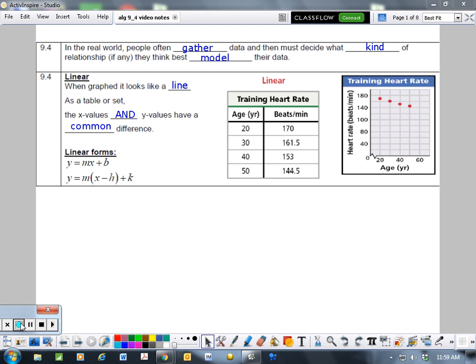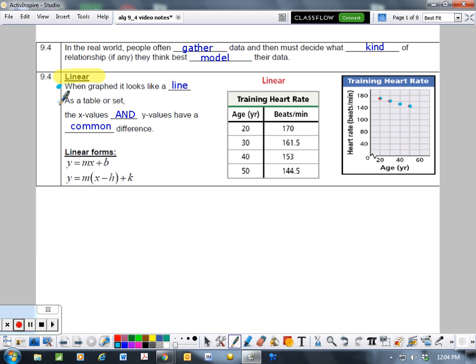So let's start with linear, and I'm going to go ahead and highlight this so that when I'm looking at my notes, it's really easy to find. Okay, so we are looking at linear relationships. The idea is if you were to graph your data, it's going to look like a line. Over here we see some data. We graphed 20 and 170, and then 30 and 161.5. As we graph this, it looks kind of like a straight line. So then we would say it's linear.